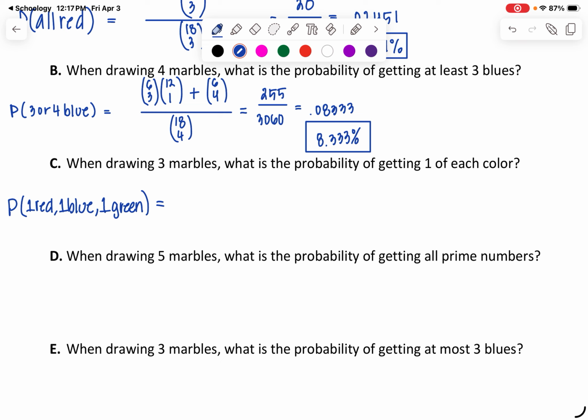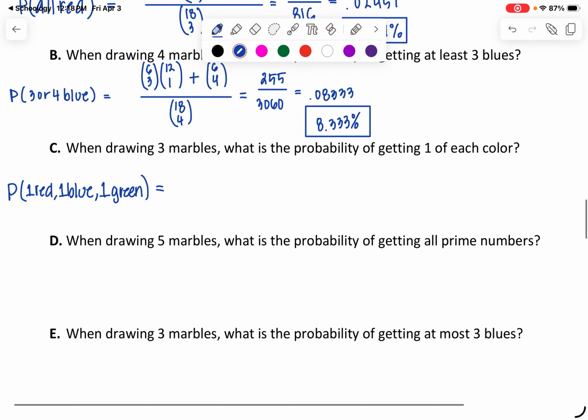No, 1/27. And the reason that doesn't work is because that's saying that you had to get the red one first, you had to get the blue one second, you had to get the green one third. So it doesn't work that way. So the way that I'm showing you is the way that it does work. Okay. All right, so you're choosing 3. So out of the 18, you're choosing 3.